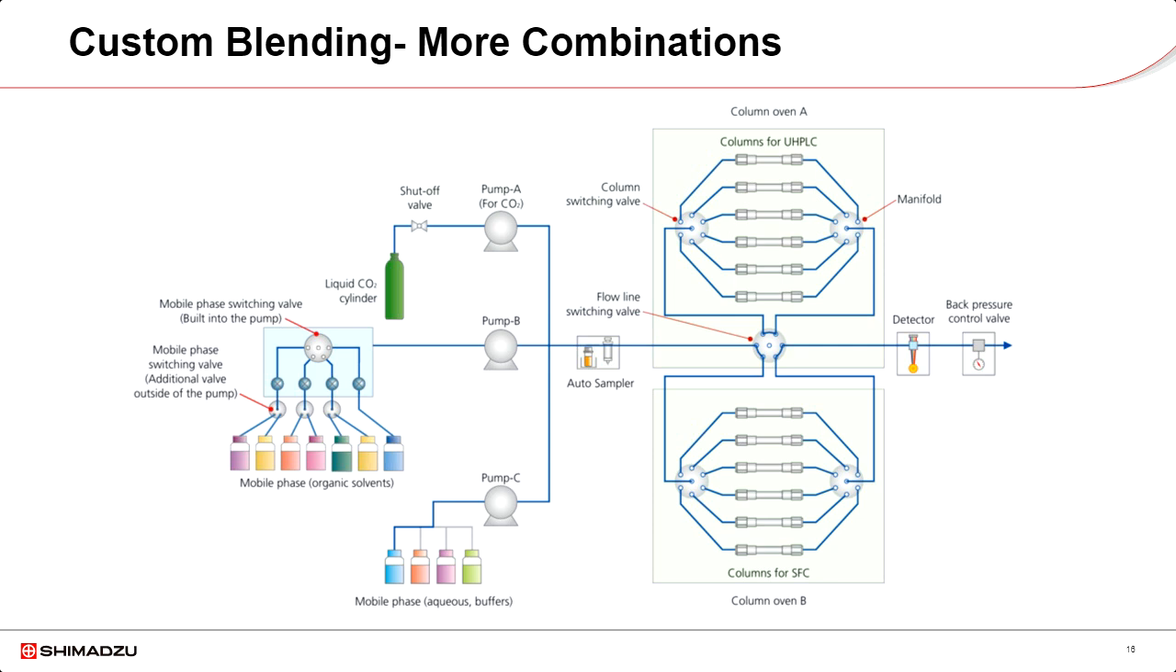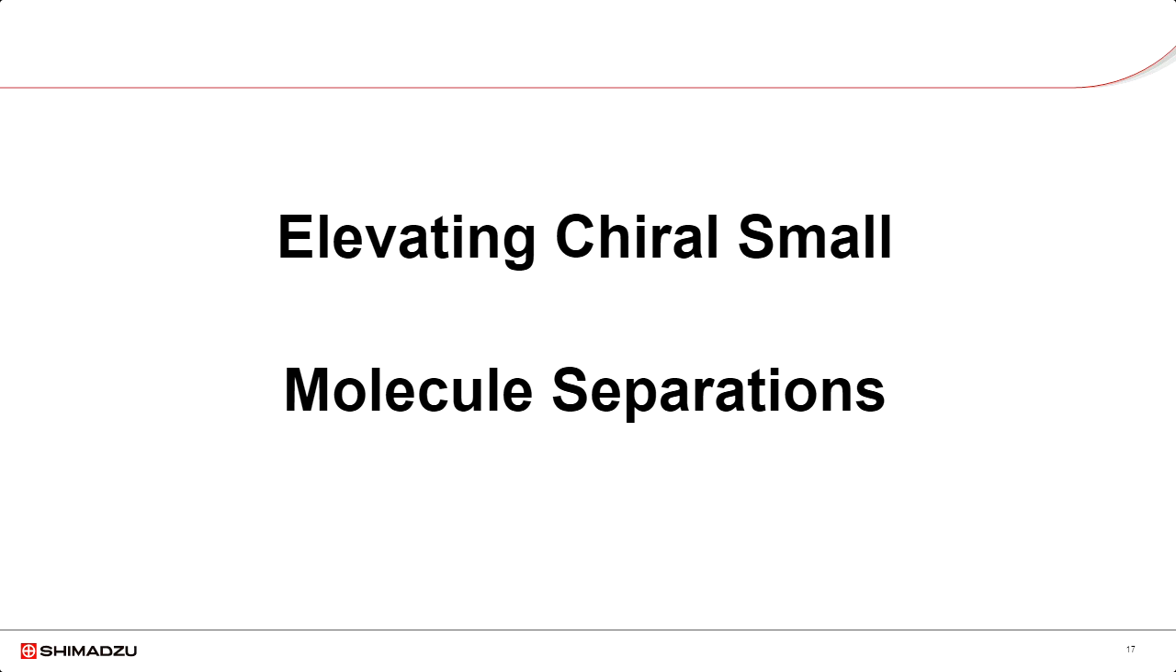We can take this even a step further by adding additional LPGE valves on here. Again, the more modifiers that we can add into the system gives us more combinations for different separations and hopefully for better resolution or unusual and unique resolutions. So having these different combinations are very important, especially when we're talking about chiral molecules. So let's talk about how we can elevate chiral small molecule separations.